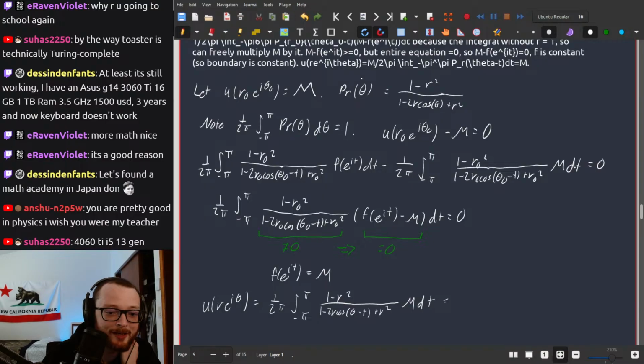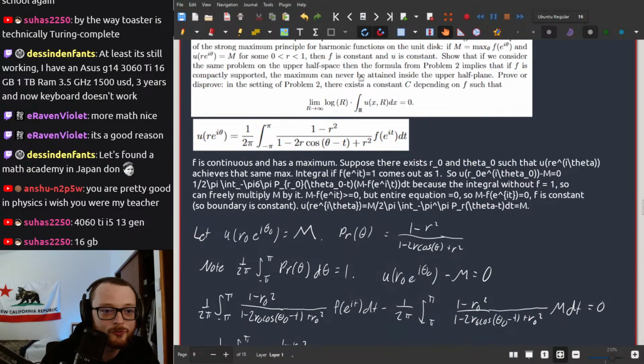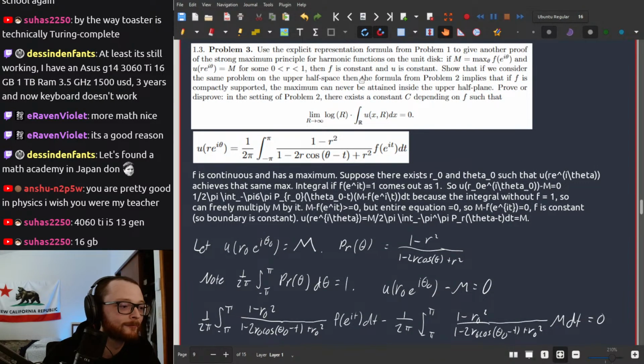Found a math academy in Japan. I mean, that sounds pretty sweet, not gonna lie. Any excuse to live in Japan. Thank you, Anshu. Honestly, my physics, I wish I was better at physics than I am, but I know some physics at least. I know kung fu.